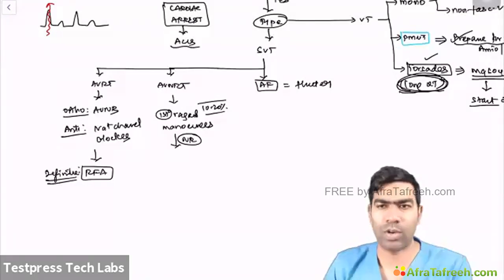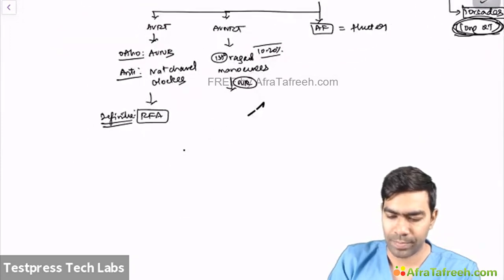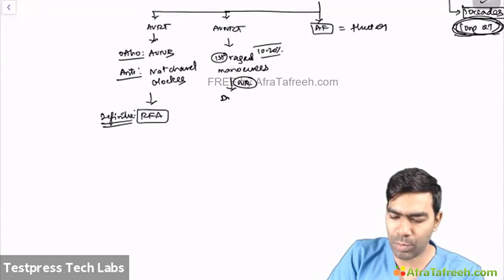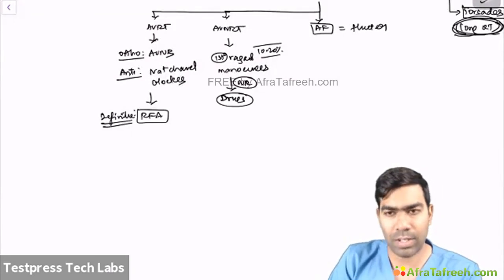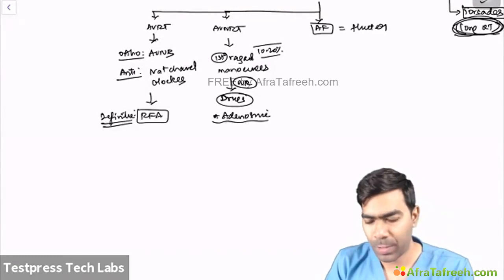Unilateral is still more than enough. Why do you want to do bilateral carotid massage? Unilateral is enough. So first is vagal maneuvers. If it's not responding, then I'll be moving to drugs. So what are the drugs I'm going to use? The first line drug is, of course, adenosine. That's the first line drug.